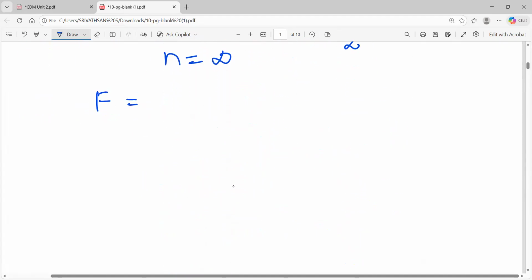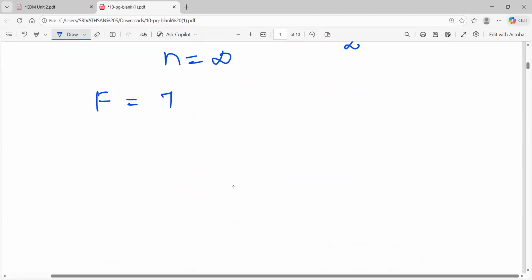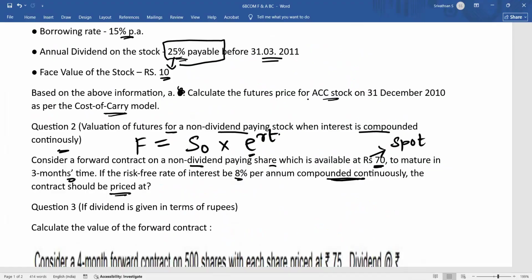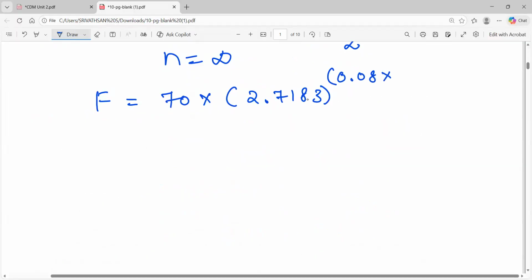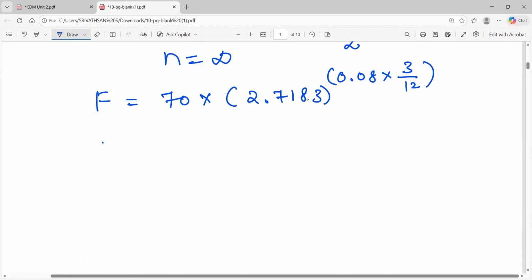Now F is equal to, what is the spot price given in the question? 70 rupees into the value of E, 2.7183, whole power, what is the rate of return? R is 0.08 into, what is the contract period? It is 3 months, right? Into 3 by 12. How much do we get? 71.41 rupees. So this is the theoretical or ideal future price. Clear? Any doubt in this?